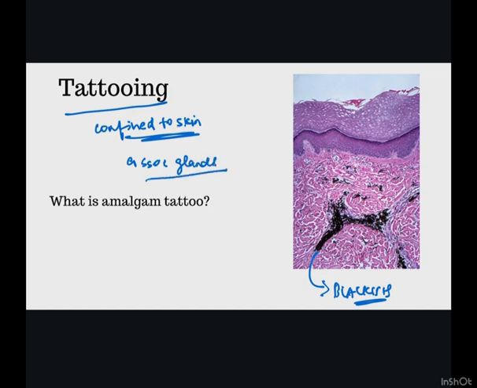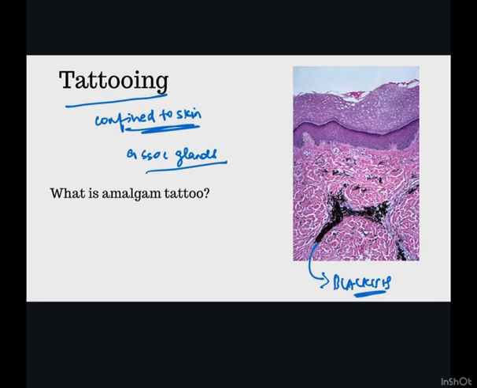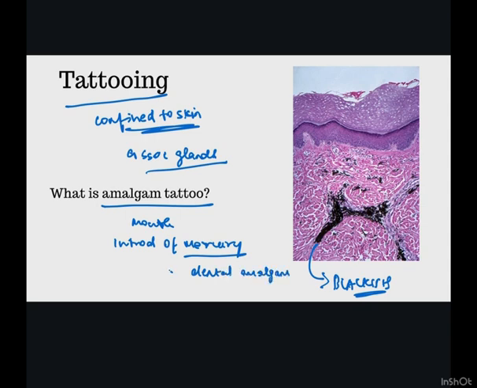In this, there is a condition which is called amalgam tattoo. So what is amalgam tattoo? Amalgam tattoo usually occurs in the mouth, and this is due to introduction of mercury. How does mercury get introduced into the mouth, you may ask? Because of something called dental amalgam. So this is due to dental amalgam, and this occurs as brownish black granules.